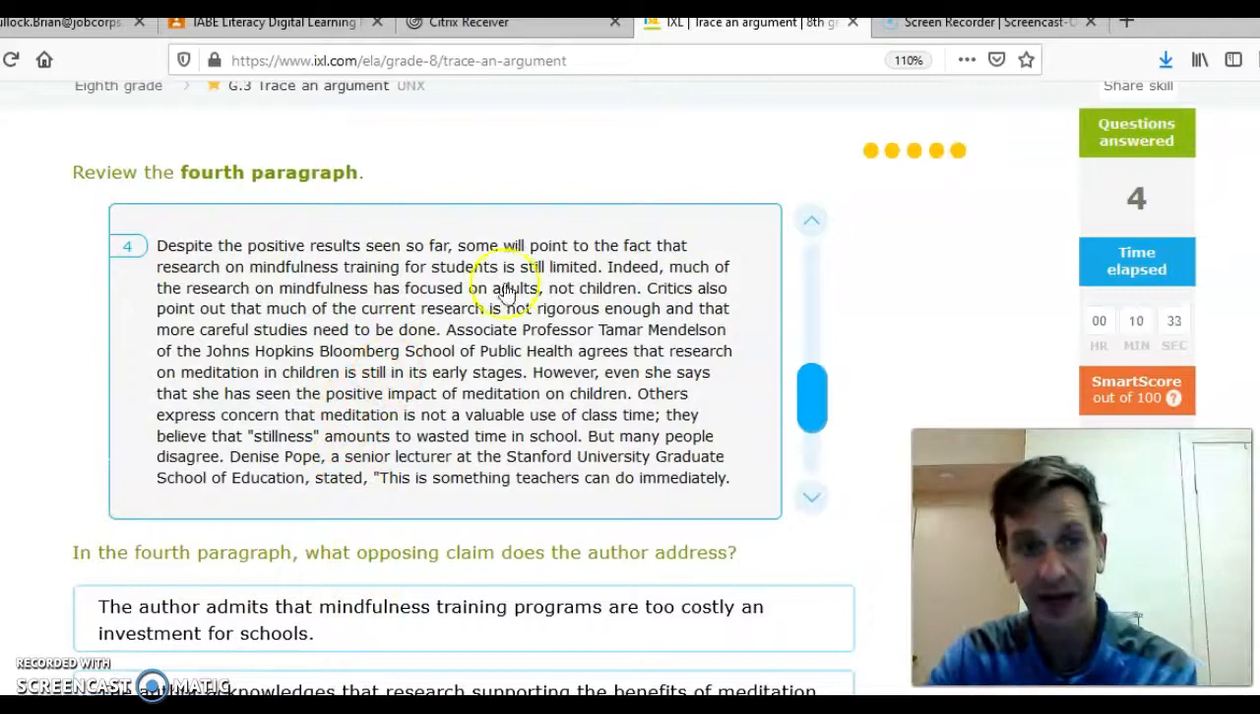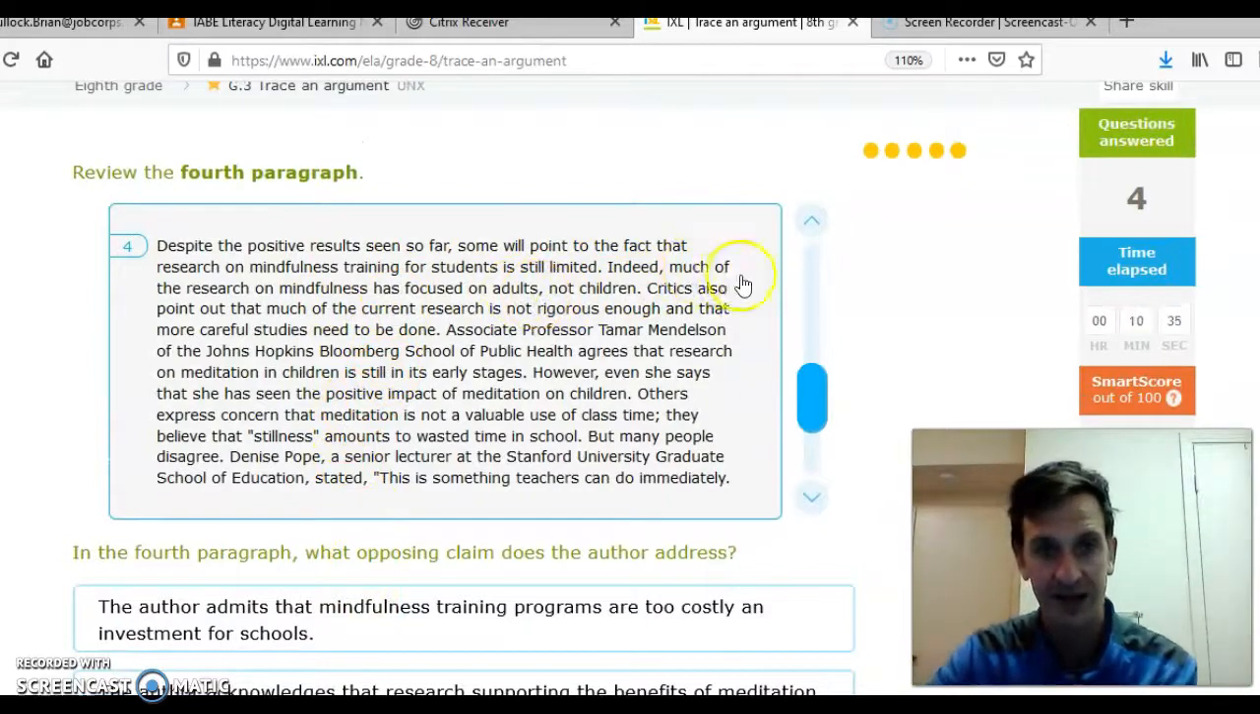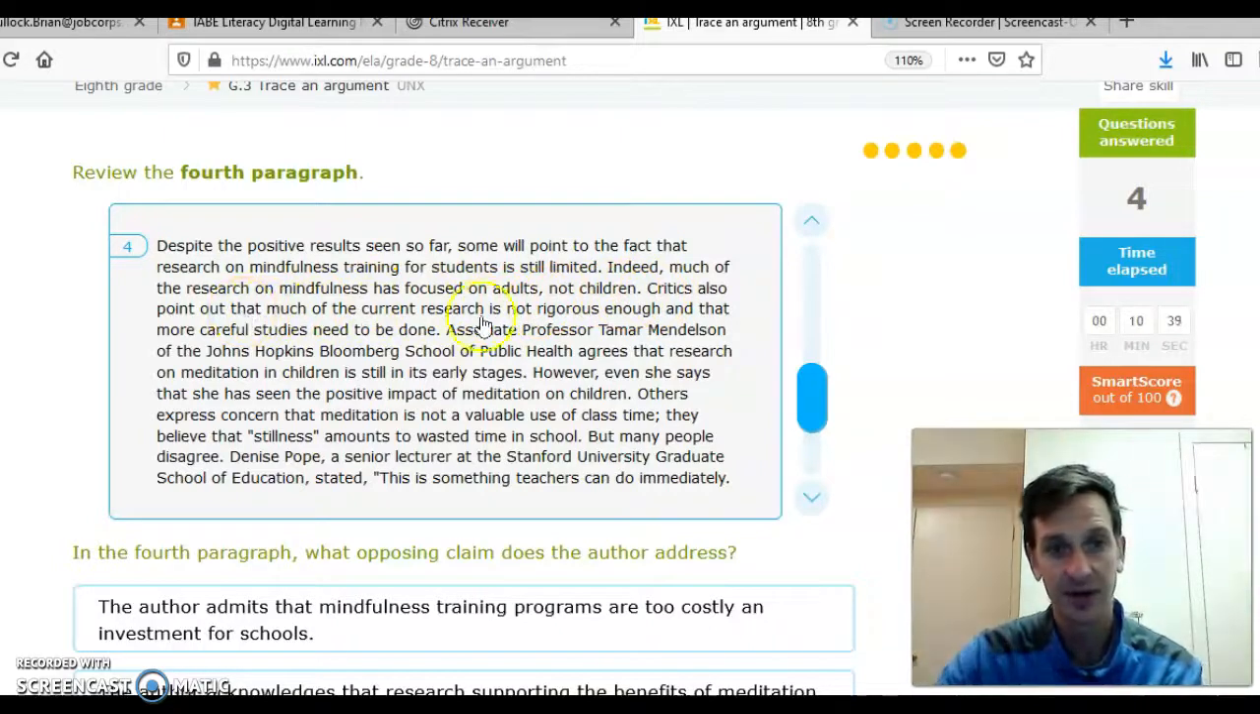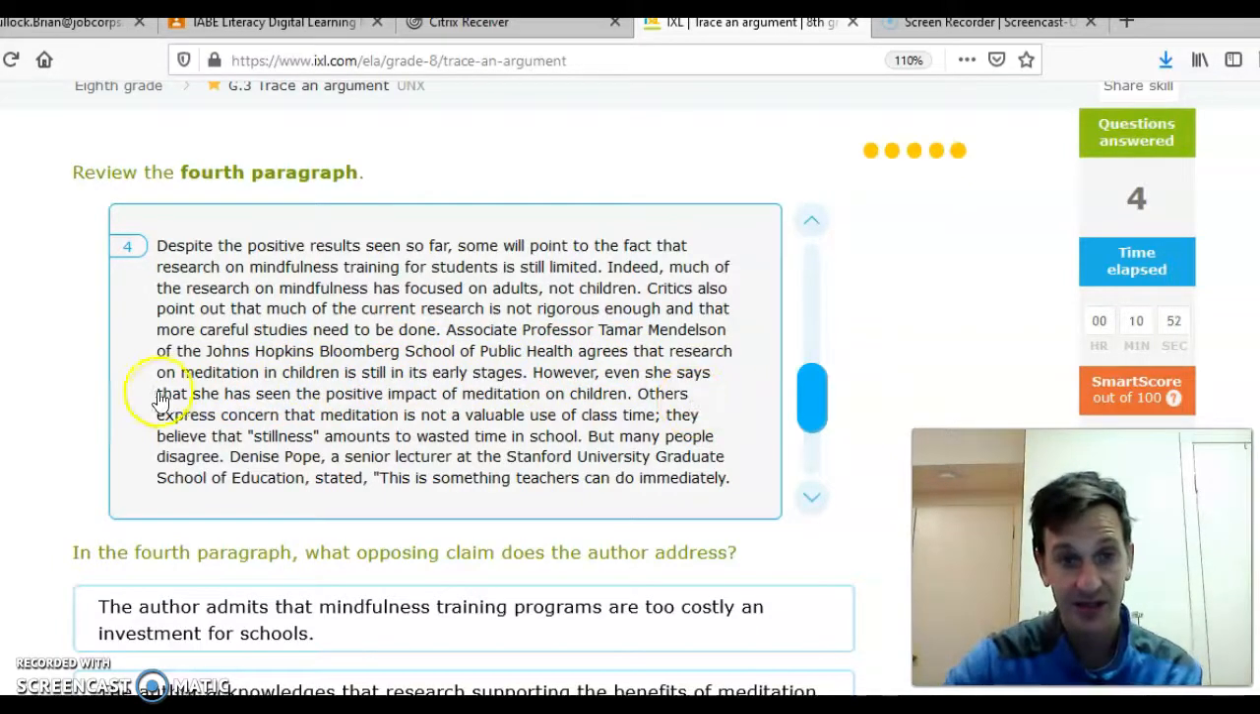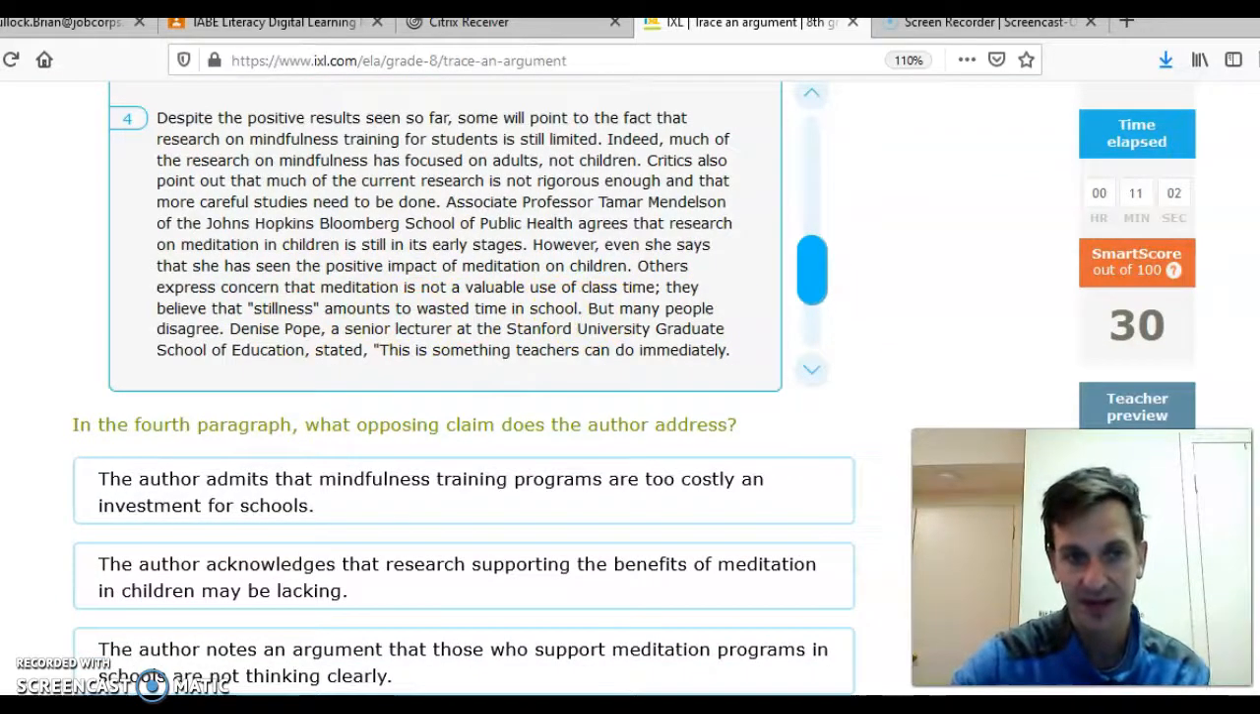Alright, so let's read on a little bit more, because that's not going to tell us that. Much of the research is focused on adults, not children. Critics point out that much of the research is not rigorous enough and that more careful studies need to be done. So Tamara Middleton of Johns Hopkins argues that research on meditation in children is still in its early stages. However, she even says that she can see the positive impact of meditation on children. Others express concern that meditation is not a valuable use of class time. Stillness amounts to wasted time.